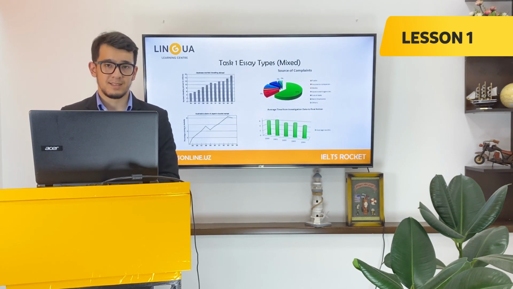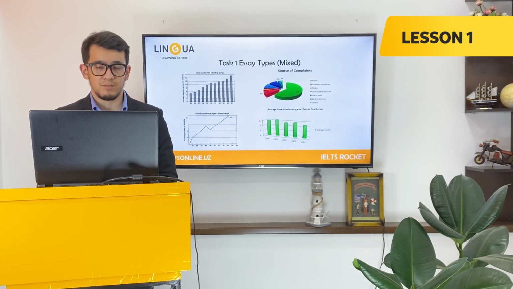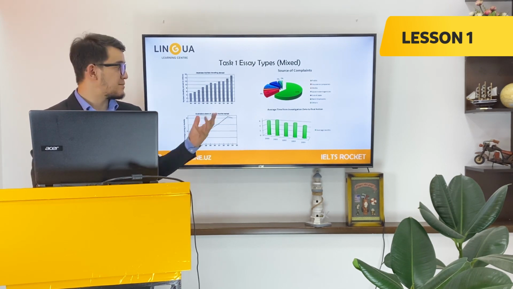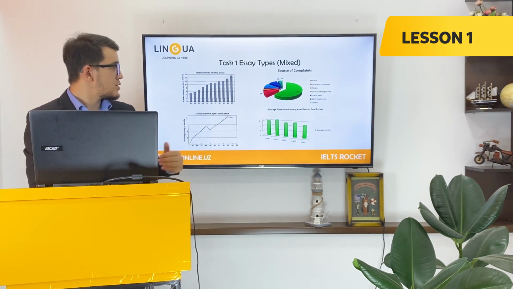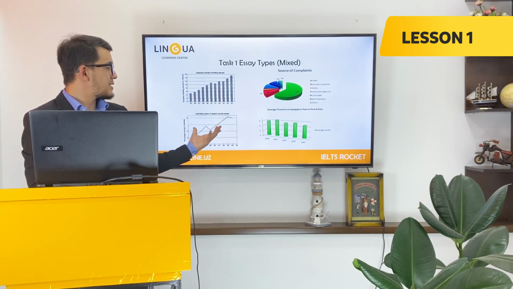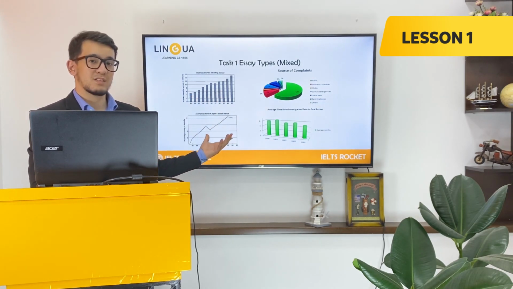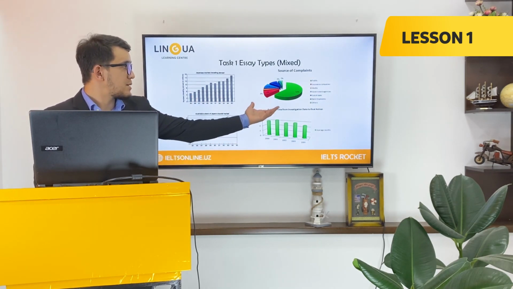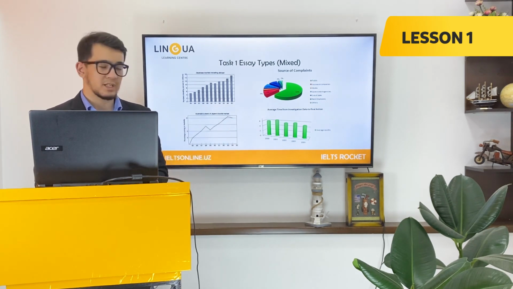And then the last type of task 1 that I have to mention is the mixed type, usually something that often, let's say, students struggle with. They find that difficult because in the mixed type, as you can see, you can find the bar chart and a line graph together given as one task, or for example the pie chart and the bar chart given for you.